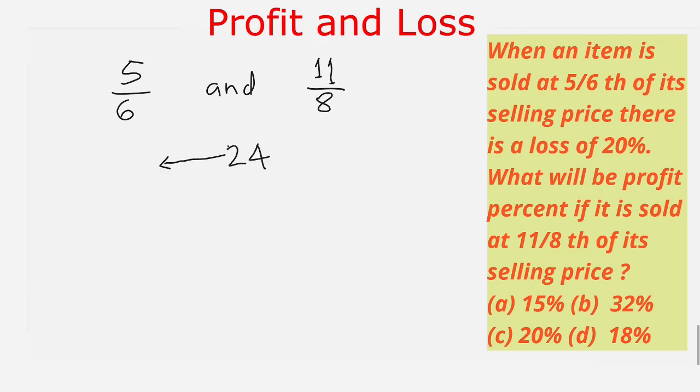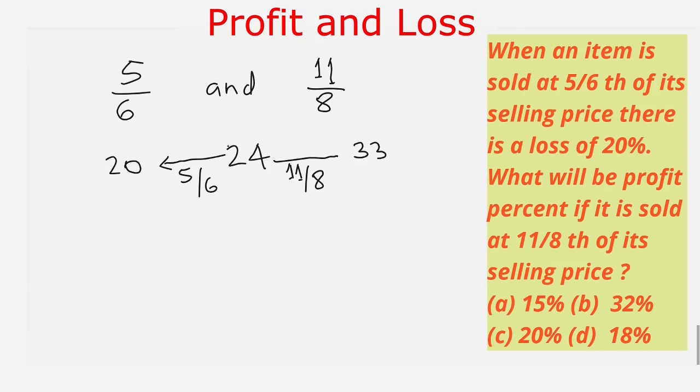Now we take 5/6 of 24. If we divide 24 by 6, we get 4, and 5 times 4 is 20. So when we make 5/6 of 24, the new selling price comes out to be 20. And when we make 11/8 of 24, 8 divides 24 for 3 times and 11 times 3 is 33. So 11/8 of 24 is 33.